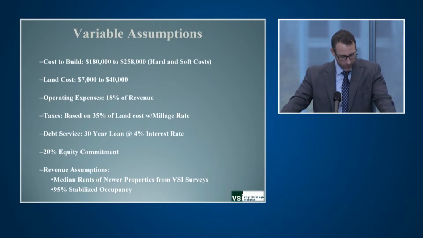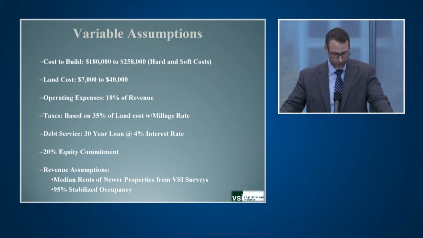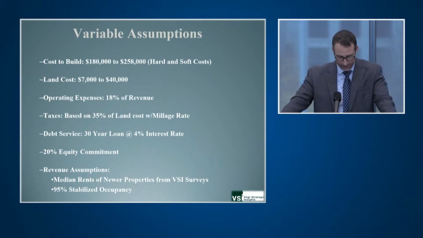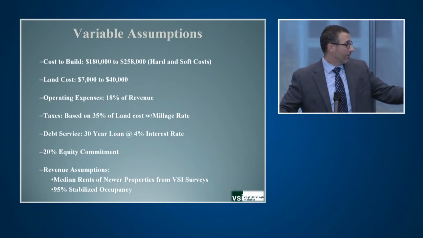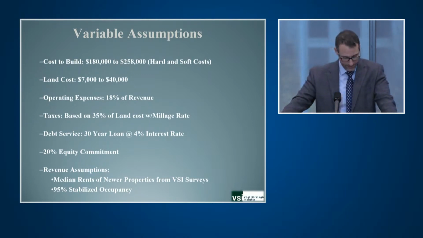Then the further variables that we considered when deriving the debt service coverage ratio, and then also the cash-on-cash return: operating expenses, we figured 18% of revenue; taxes were just based on 35% of the land costs, with the land cost being the variable that we utilized on the second point there. And then with the debt service, we assumed a 30-year loan at a 4% interest rate, and then with a 20% equity commitment by the developer.